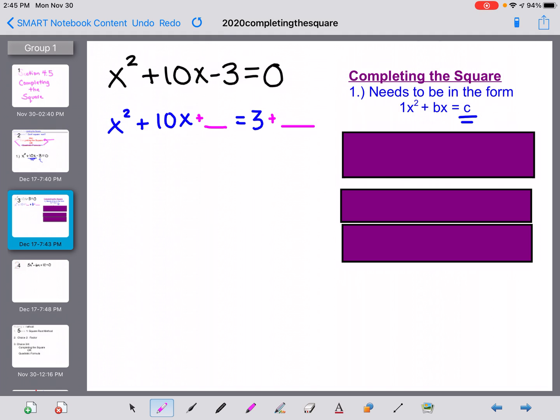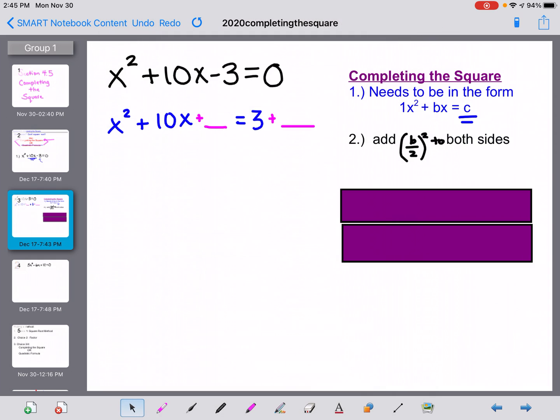What I'm going to add to both sides is b divided by 2 squared. So I'm going to take my b value, which in this case is 10. I'm going to divide it by 2. So 10 divided by 2 is 5, and then square that. So I'm going to add 25 to both sides. When I do this, me personally, I write it 2 different ways. On the right-hand side, I write it as plus 25. But on the left-hand side, I write it as 5 squared. And I'll tell you why. In the next step, I'm going to factor, okay?